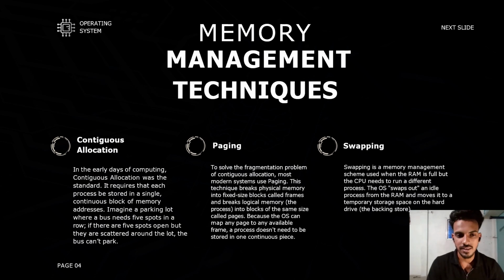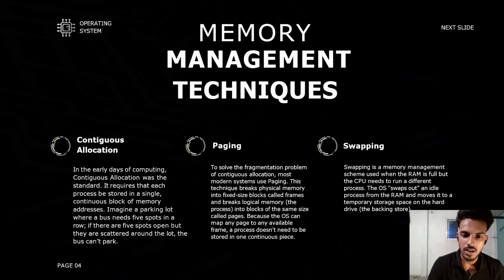Memory management techniques. There are three pillars of memory management techniques: contiguous allocation, paging, and swapping. First of all, contiguous allocation. In the early days of computing, contiguous allocation was the standard. It required that a process be stored in a single continuous block of memory addresses. Imagine a parking lot where a bus needs five spots in a row. If there are five spots open but they are scattered around the lot, the bus can't park.